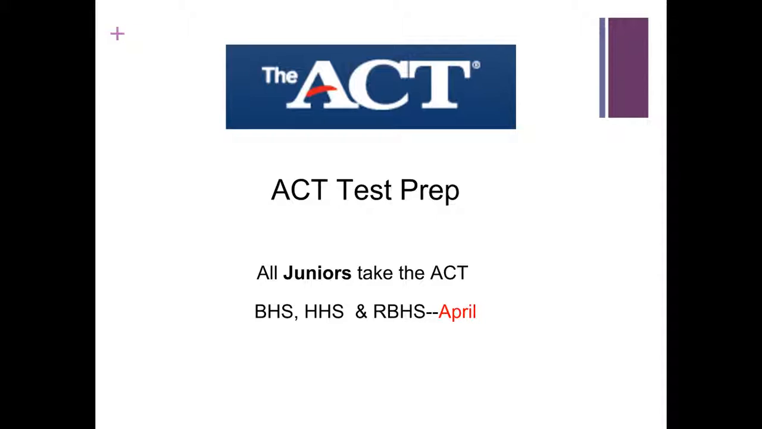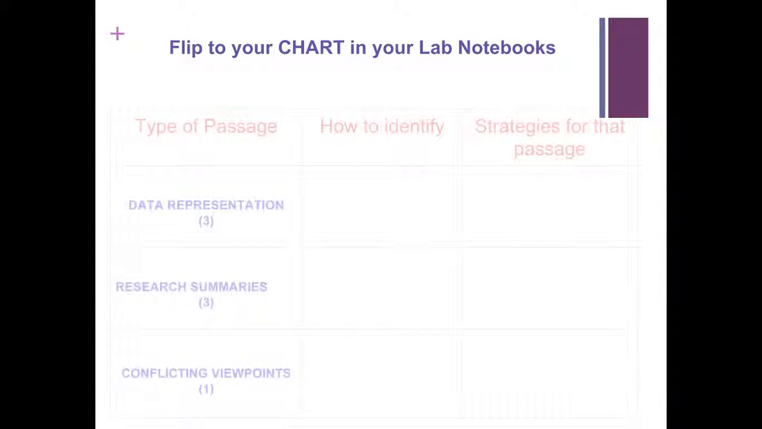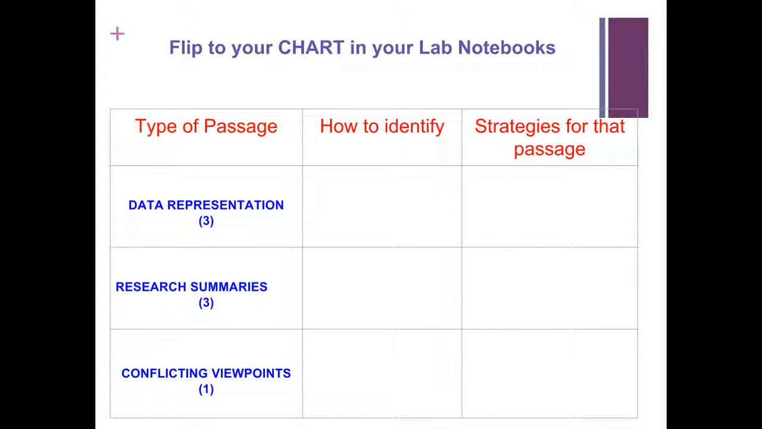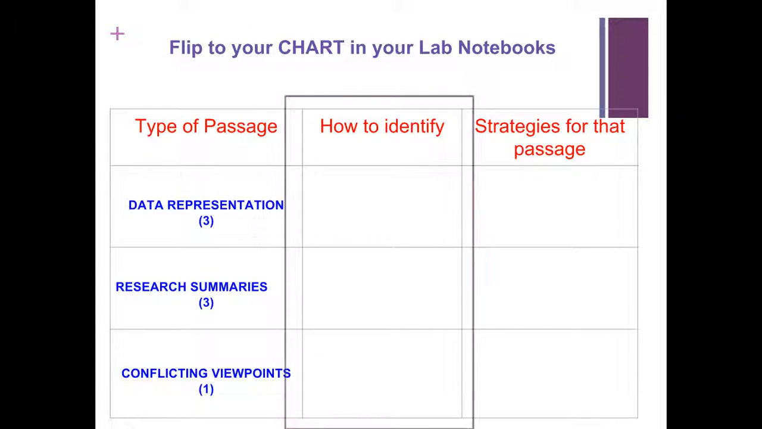So if you would, go ahead and flip to the chart that you have already put together. And the chart looks like this. We had 3 columns. We had type of passage, how to identify that passage, and strategies for that passage. And the 3 types of passages we have are data representation, research summaries, and conflicting viewpoints. Now, there are 7 passages in the ACT section, and what we're going to do today is talk about how to identify those passages.